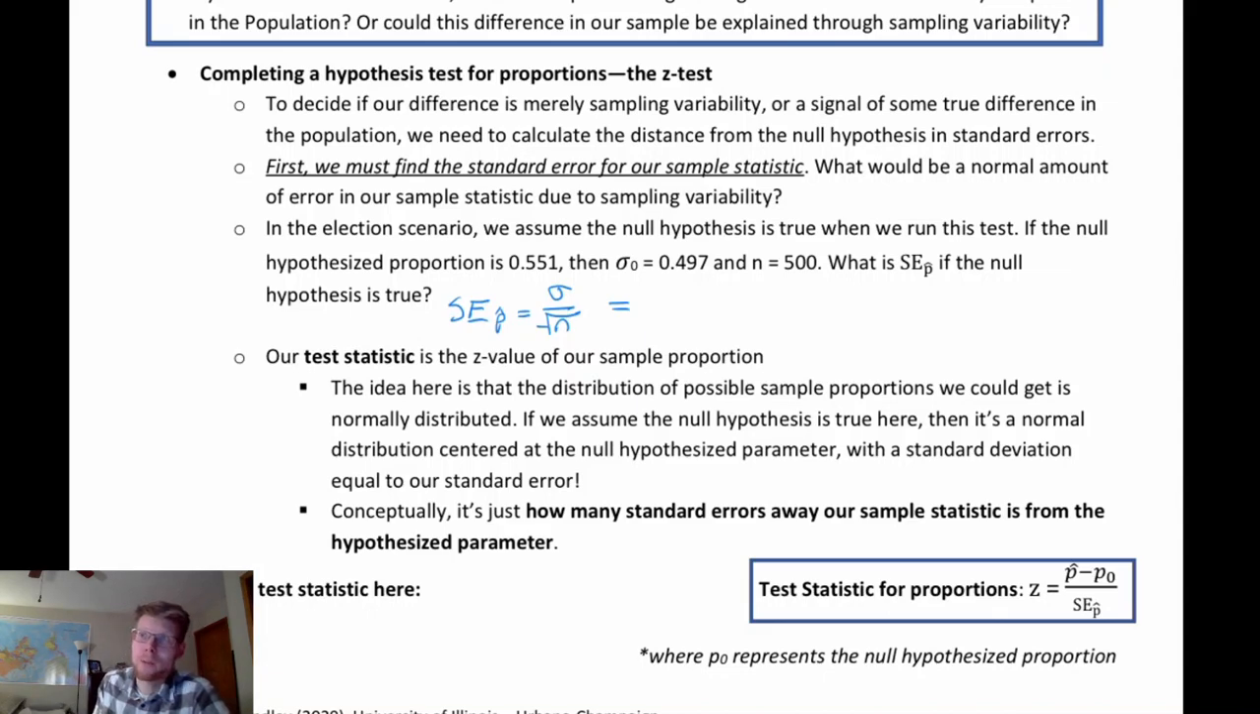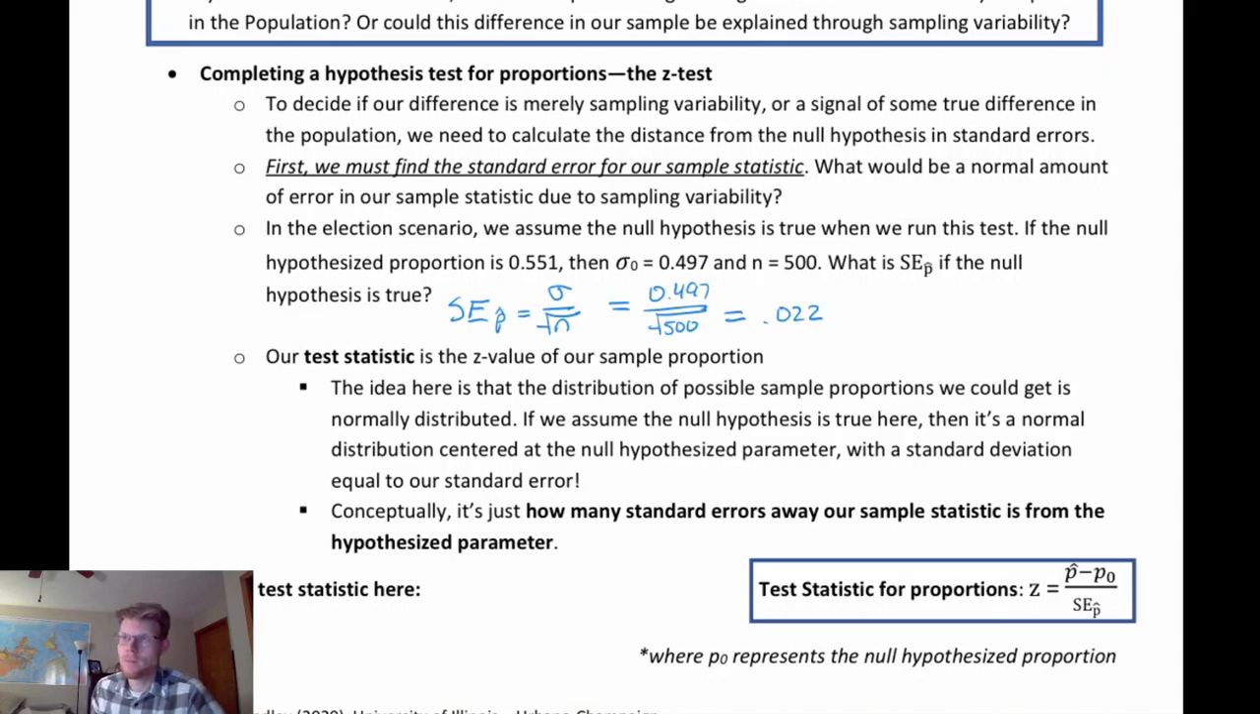So the standard error for p-hat is going to be 0.497 over the square root of 500, which is 0.497 divided by the square root of 500. And I get 0.02226, etc. So I'm just going to say it's 0.022, and that's good enough for me. Again, software does the hard work for us. We're just going through the steps to familiarize ourselves with the method itself.